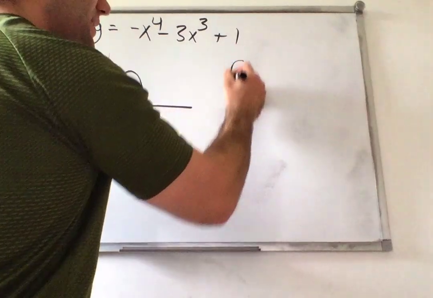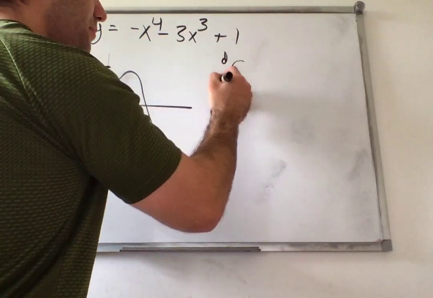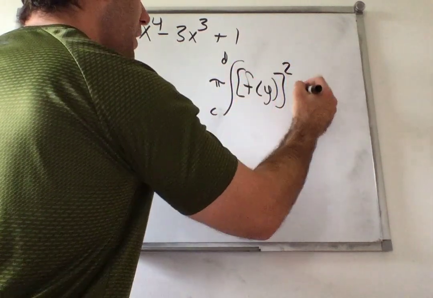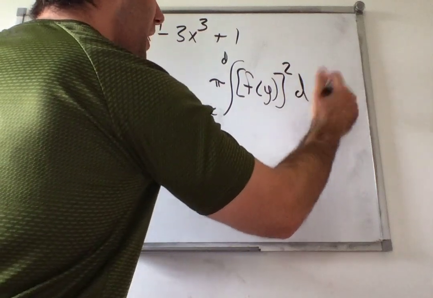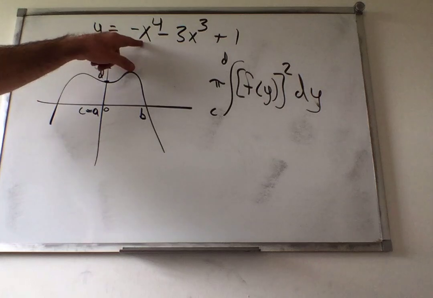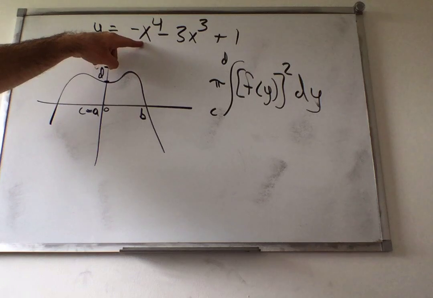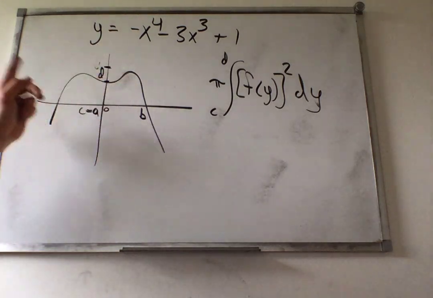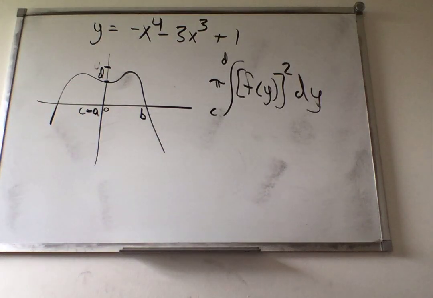Now to do that, that's the integral from C to D of pi f of y squared dy. So what we would have to do is we would have to solve for x in this equation. That may be very difficult. I don't think we could solve for x in this equation no matter how hard we tried. So the shell method allows us to make this revolution around the x-axis without any trouble at all.